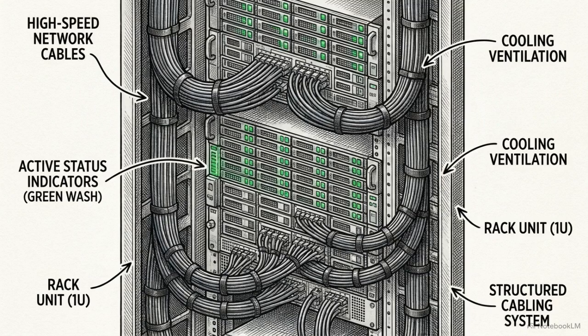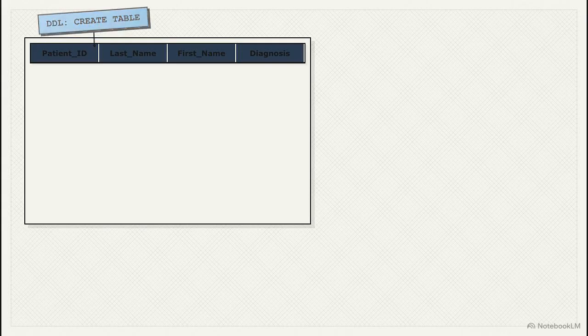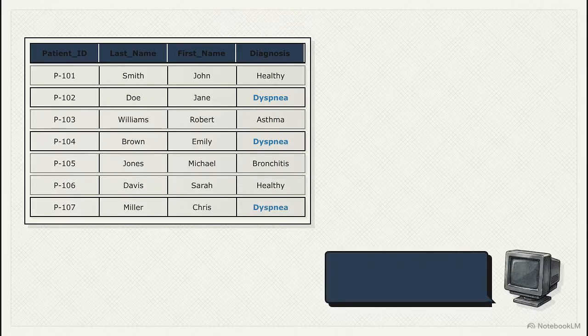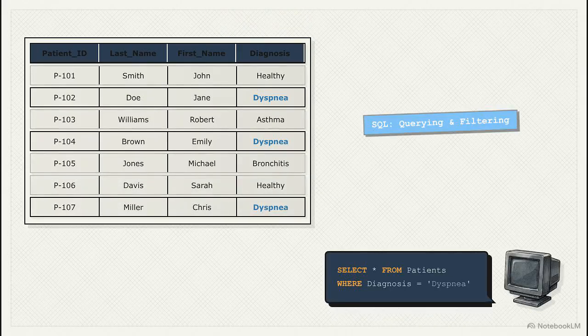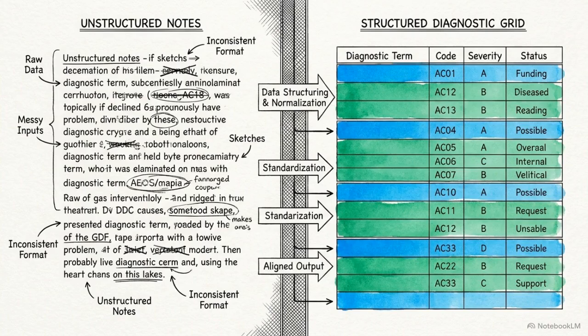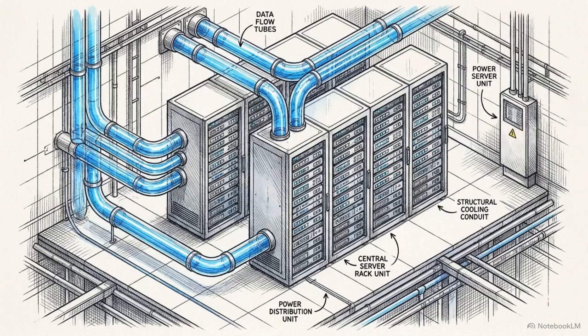Now that the data is standardized, normalized, and numerically coded, a database management system, or DBMS, takes over to control and manipulate it. The DBMS uses two main components: a data definition language to physically create and modify the tables, and a data manipulation language to retrieve and edit the information inside them. To execute that retrieval, we use structured query language, or SQL. A single SQL command can instantly search the entire network, filtering a massive database grid down to the exact rows requested. Translating chaotic human clinical notes into standardized nomenclatures is the vital final step required to make these complex, instantaneous SQL queries possible.